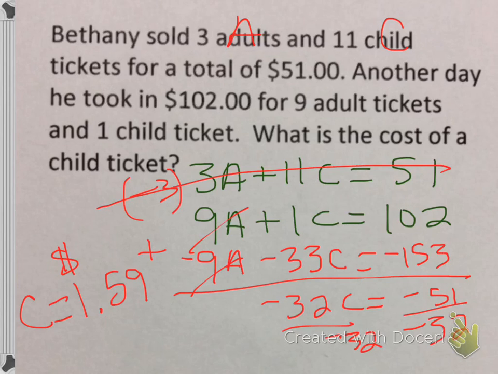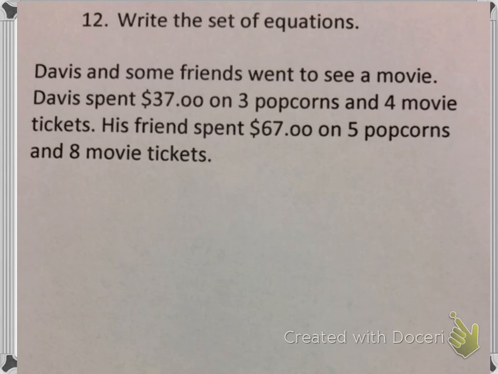All right. Let's try setting up the equations again one more time on this last problem, which is what the instructions say to do, write the set of equations. And I'm going to try really hard to write down the numbers that are actually in the word problem. So it says Davis and some friends went to see a movie. Davis spent $37 on 3 popcorns and 4 movie tickets.